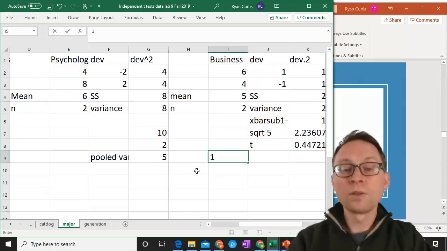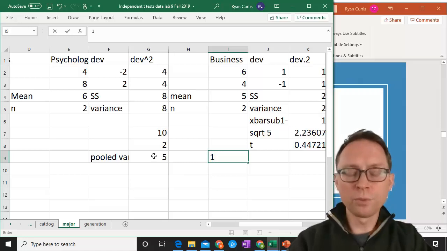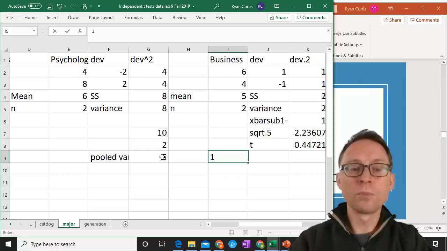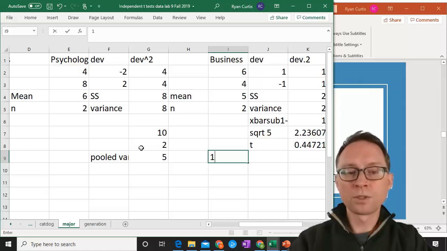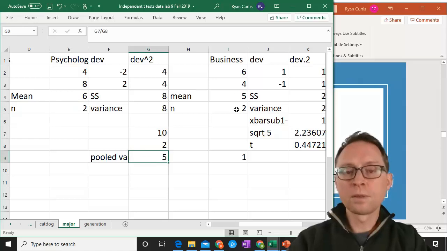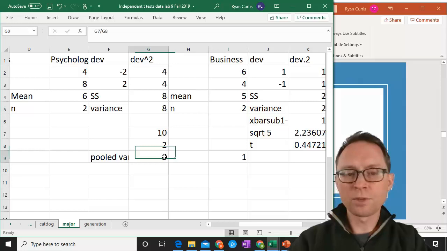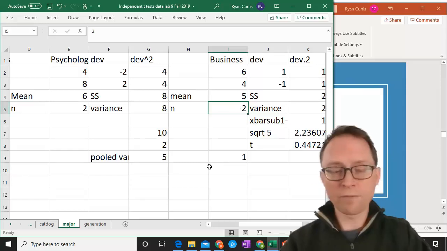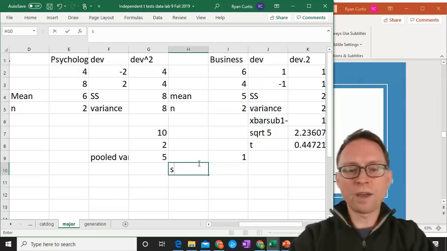That's the numerator. Divided by the square root of the pooled variance divided by n plus the pooled variance divided by n. So in this case, it's n sub 1 plus n sub 2. So pooled variance divided by n sub 1. So n sub 1 right here is 2. So 5 divided by 2 is 2.5 plus the pooled variance divided by n sub 2. So pooled variance is 5 divided by n sub 2. There's 2 business majors. It's also 2.5. So 2.5 plus 2.5 equals 5. And so this is going to be the square root of 5.